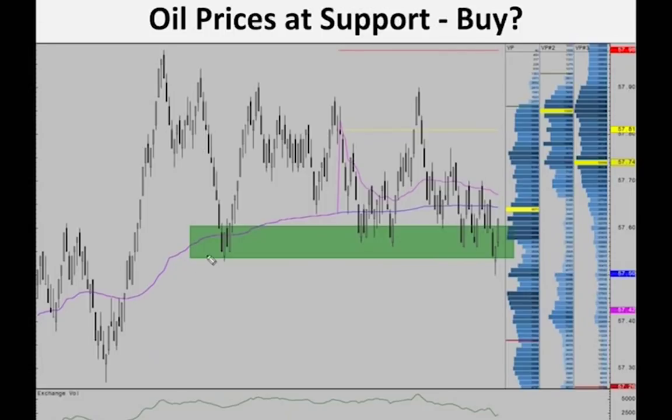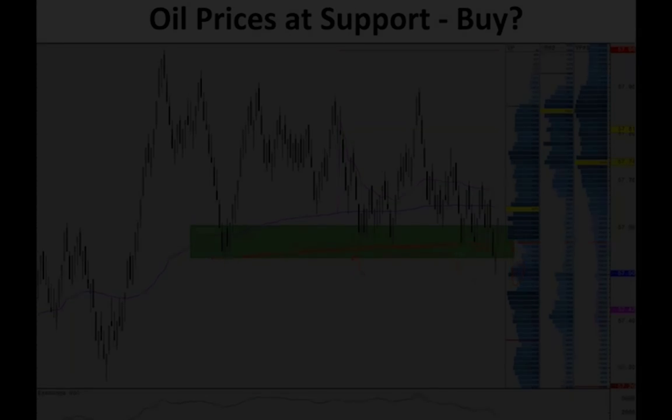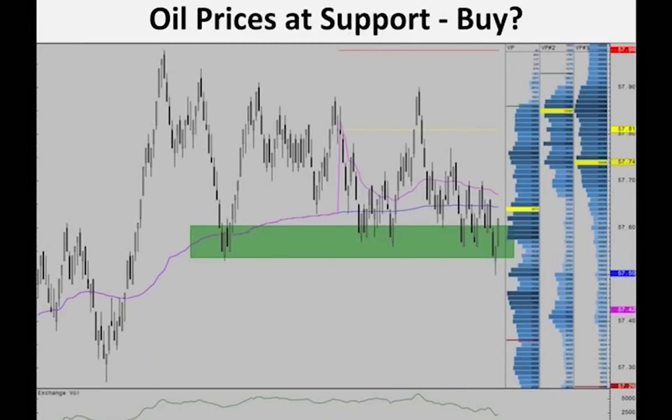Actually, let me ask you guys this. There's a support level right here on oil, 57.50. It's touched it once, twice, 3 times, 4 times, 5 times, 6 times. Is this a good support? Yes or no? You guys answer me. Time to ask you some questions. Why not, Mike? Why don't you think it's a good support?